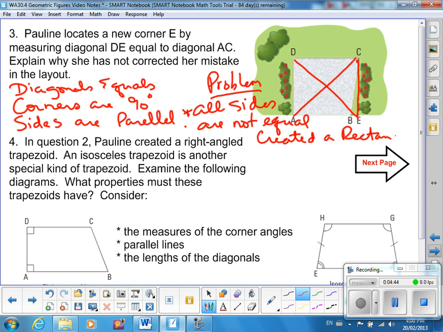So the difference between a square and a rectangle: they have similar properties in that the diagonals are equal. They both have corners that are 90 degrees. They both have two sets of parallel sides. But a square has all four sides equal. A rectangle has two sets of equal sides. So that's the difference between those two shapes.